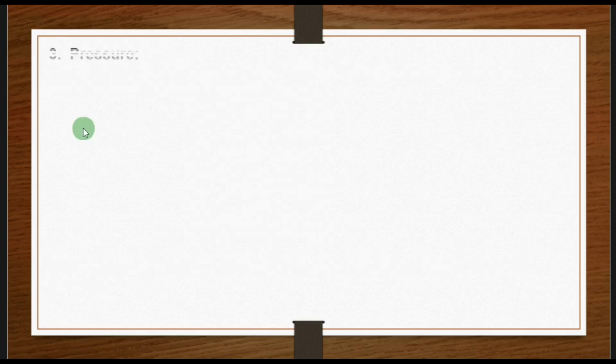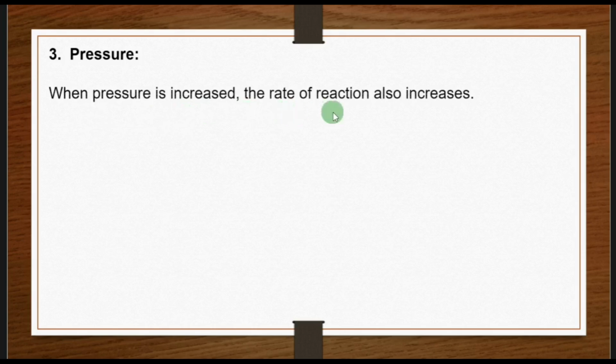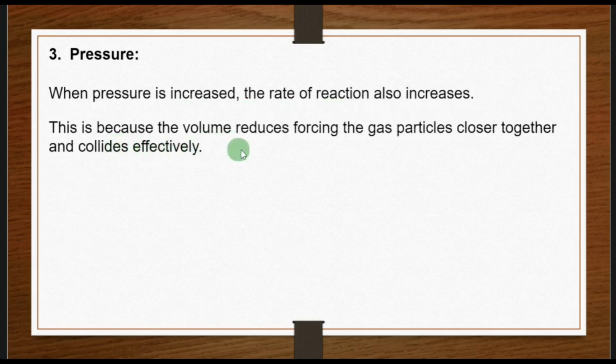So another factor is pressure. When pressure is increased, the rate of reaction also increases. This is because the volume reduces, forcing the gas particles closer together to collide effectively. So pressure actually makes particles come closer together and then collide.